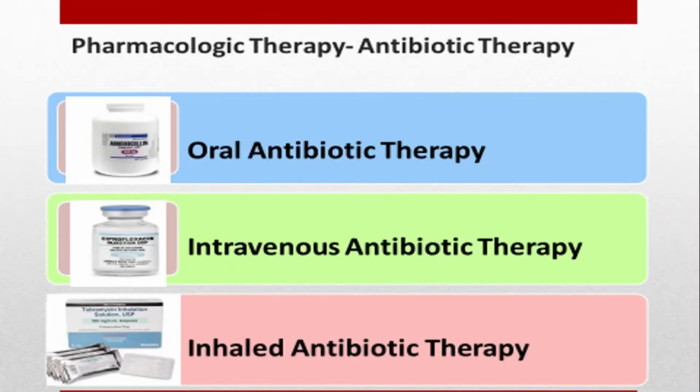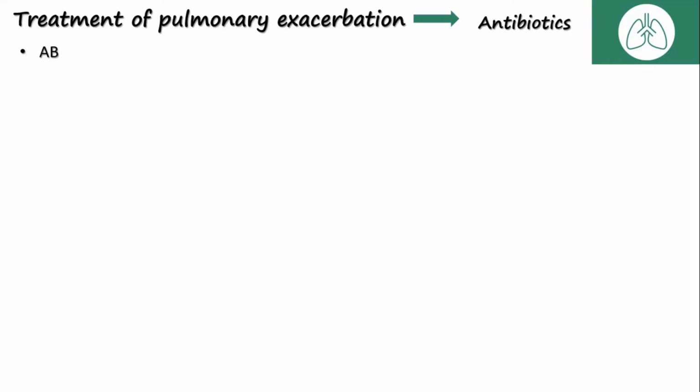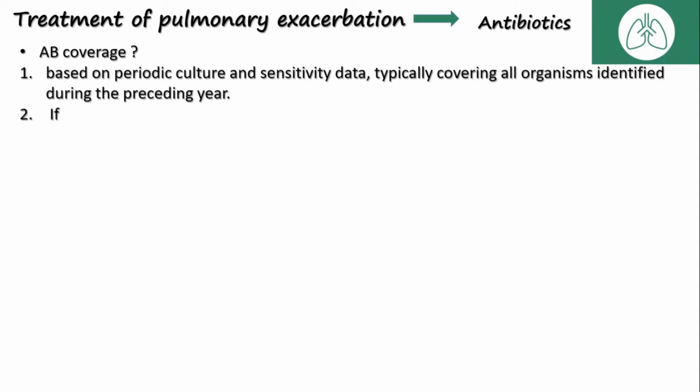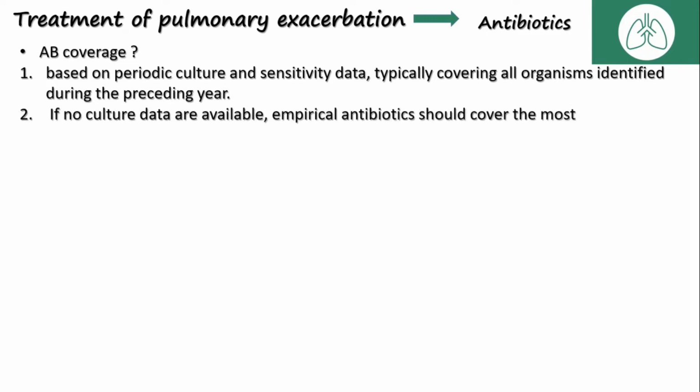So let's fix the first problem, which is cystic fibrosis pulmonary exacerbation. The treatment of pulmonary exacerbation, of course, is antibiotics. What are our options? We have oral antibiotic therapy, intravenous antibiotic therapy, and inhaled antibiotic therapy. But what about antibiotic coverage? The antibiotic coverage is based on periodic culture and sensitivity data, typically covering all organisms identified during the preceding year. Every cystic fibrosis patient has to have a culture at every hospital visit, and the result should be recorded.